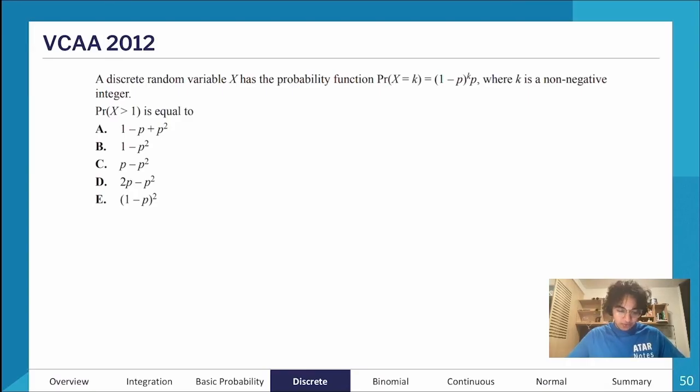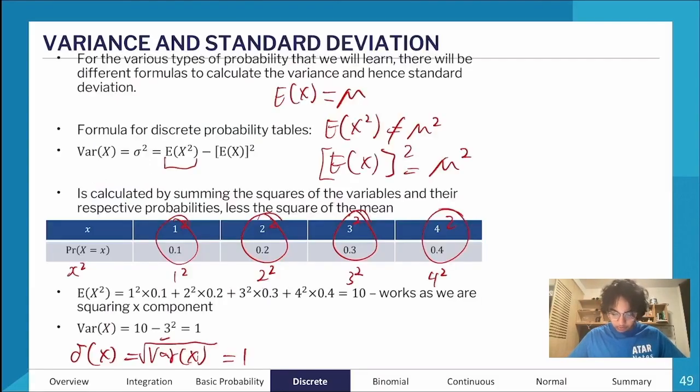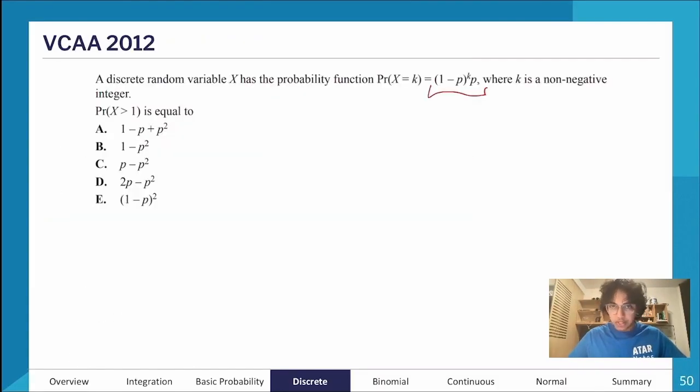So a discrete random variable X has the probability function, the probability of X equal to k, given by this equation there, (1 minus p) to the power k times p, where k is a non-negative integer. The probability of X is greater than 1 is equal to, okay, so we've got to try and work this out.